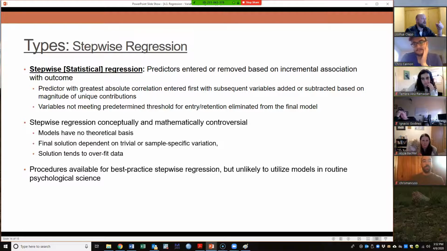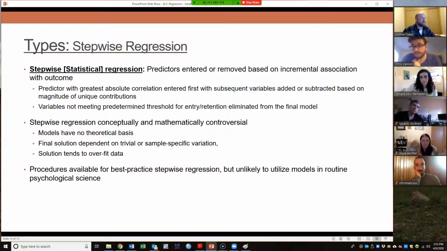But then tomorrow you run the analyses in a separate sample, right? And this time, variable B has a correlation of 0.45 with the outcome, and variable A correlates 0.44. Who gets put at the top of the list? Variable B. Now I've got a completely different model that looks nothing like the previous model, based on tiny incremental differences.